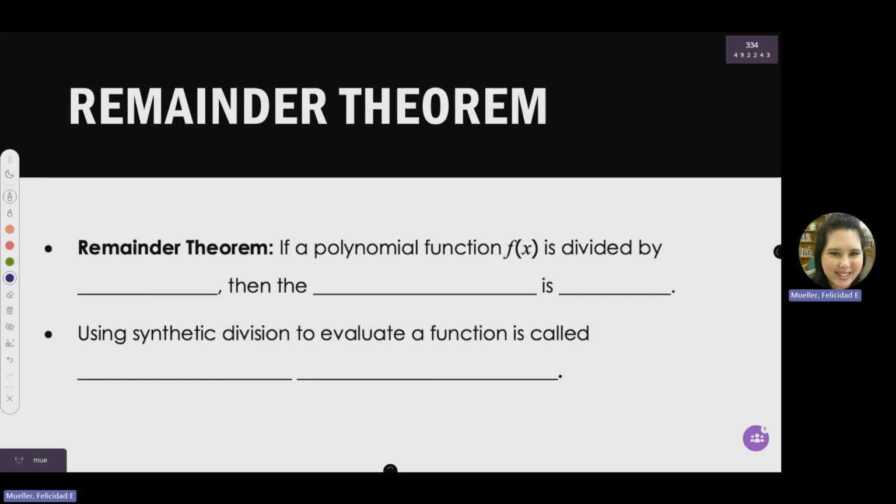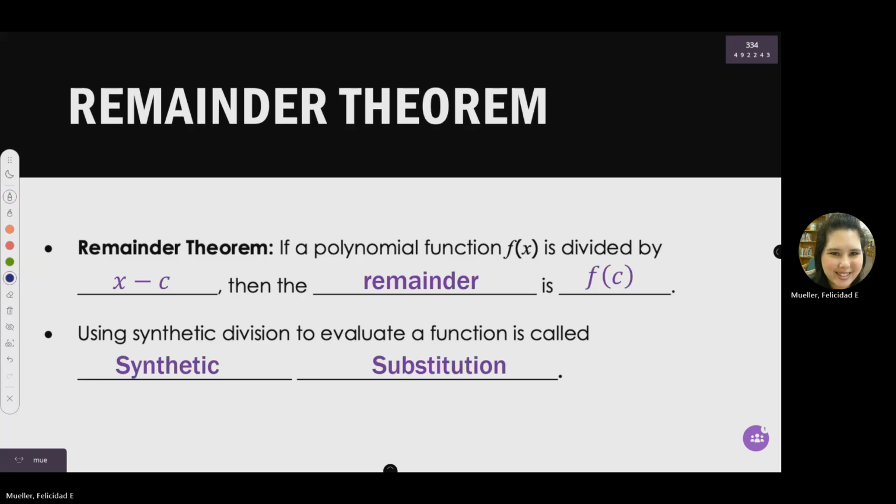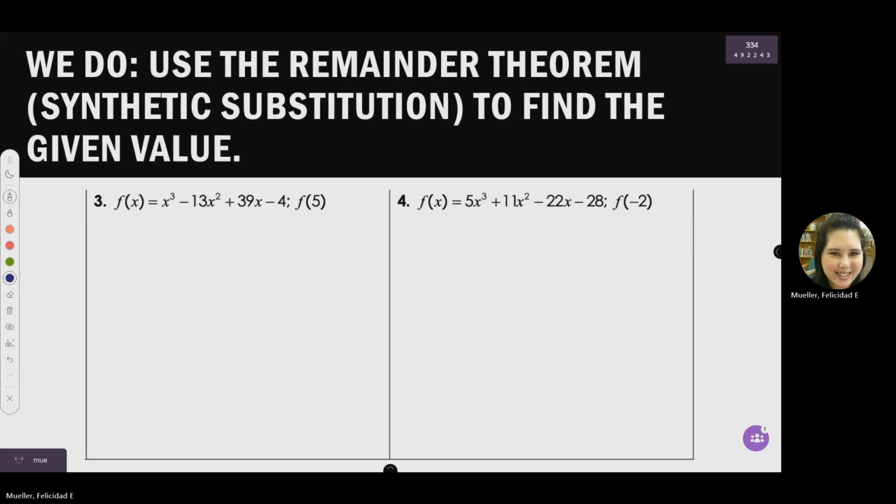So this actually leads into our remainder theorem. The remainder theorem is when a polynomial f of x is divided by x minus c, the remainder is f of c. So my input is my output. So using synthetic division, we can do synthetic substitution. Using synthetic substitution, go ahead and try out the problems. Pretty much this is just extra practice on synthetic division. So go ahead and pause the video, try the two problems.